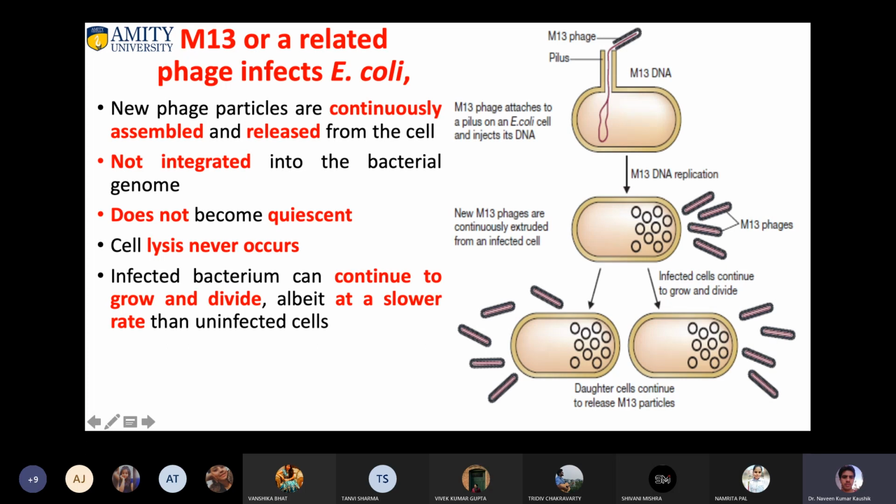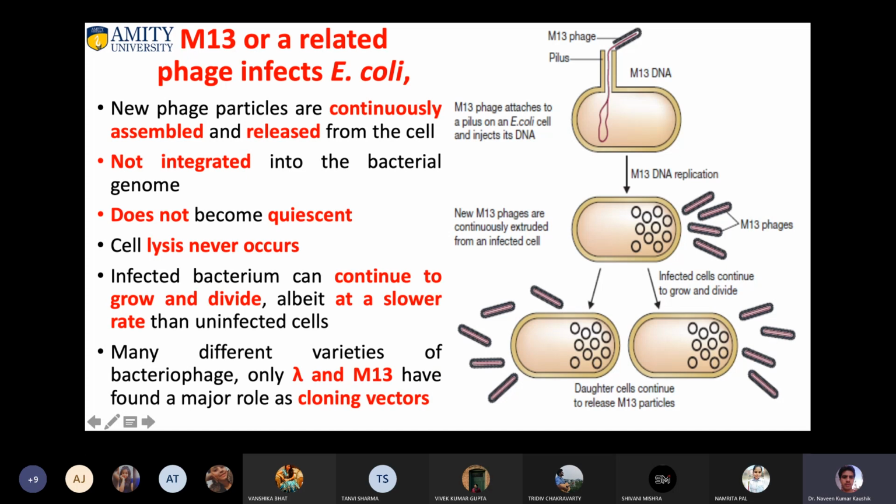So once M13 has infected, M13 continuously shoots out from the cells. These M13 coming out further infect new cells, and it keeps on replicating like this. But the growth rate is going to be lower in such a case.